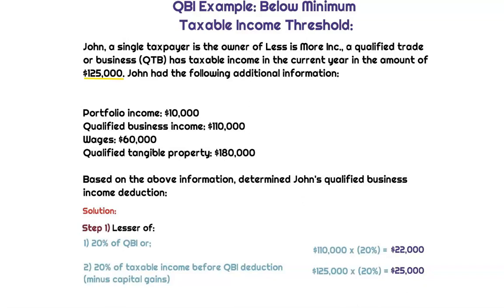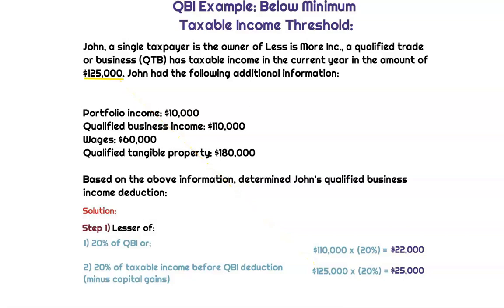Okay, so John's going to be entitled to 20%, but 20% of what? 20% of the lesser of the QBI, qualified business income, or 20% of taxable income less any capital gains. All right, well, we know that the qualified business income is $110,000. It tells us right here in the information. All right, we know that taxable income is $125,000. All right, it doesn't specifically say capital gains anywhere, so we're just going to have $125,000.